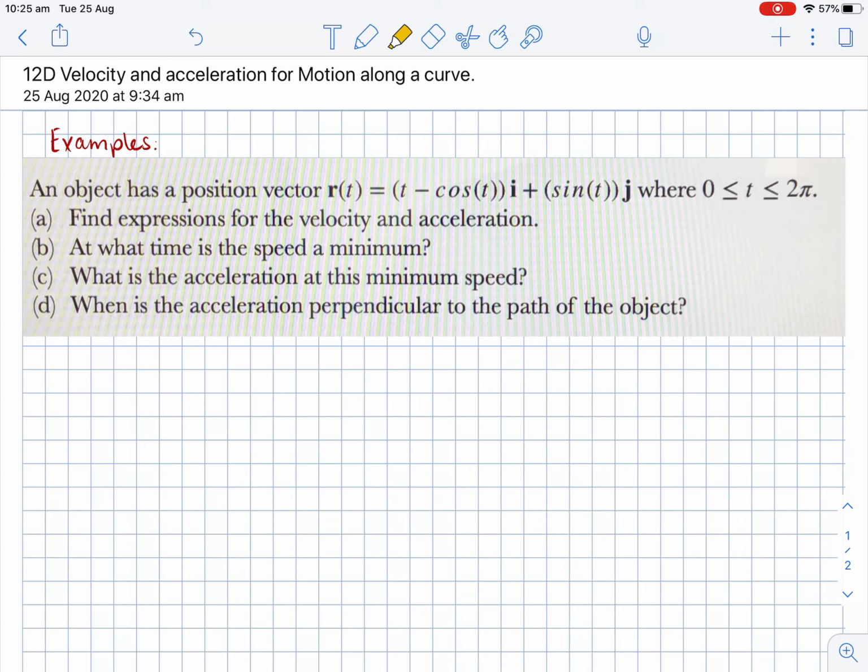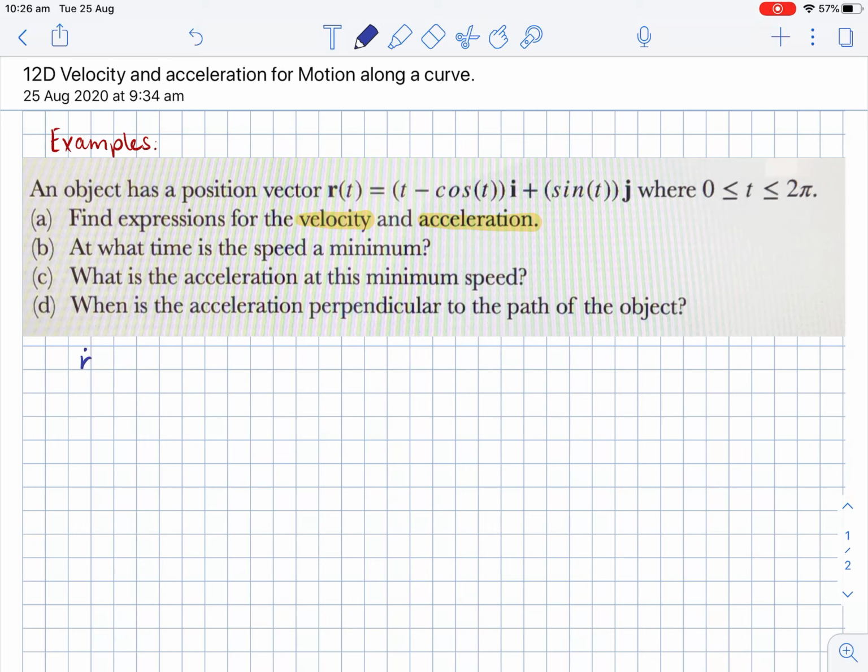So our first question is, we have an object which has a position vector r of t equal to t minus cos t i plus sin t j, where t is greater than 0 and less than 2 pi. The first thing we need to do is find an expression for the velocity and the acceleration, and then we need to find out what time the speed is a minimum and what the acceleration at this minimum speed is, and when the acceleration is perpendicular to the path of the object. So let's start off by finding expressions for the velocity and acceleration.